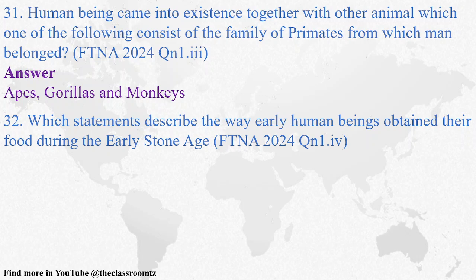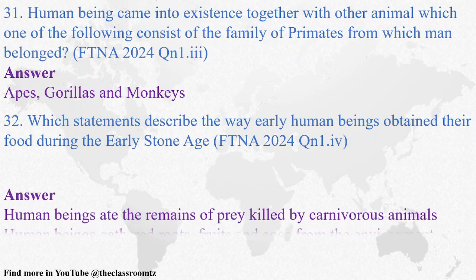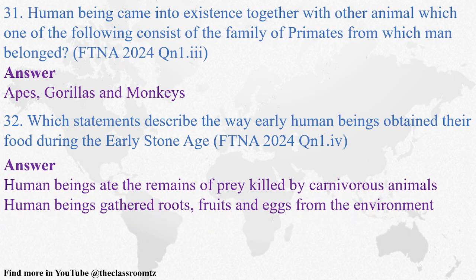Which statements describe the way early human beings obtained their food during the Early Stone Age? How did man obtain food during the Early Stone Age? Number 1, human beings ate remains of prey killed by carnivorous animals. And number 2, human beings gathered roots, fruits, and eggs from the environment. This was a multiple choice question, but within the multiple choices, they gave you 2 sentences to be the correct answer.